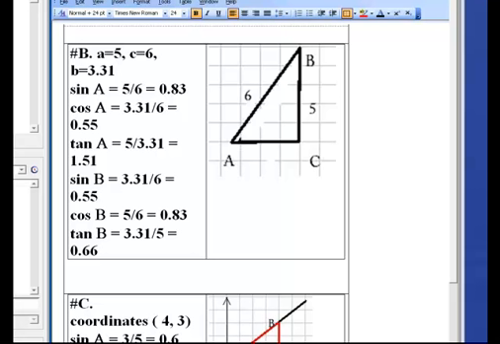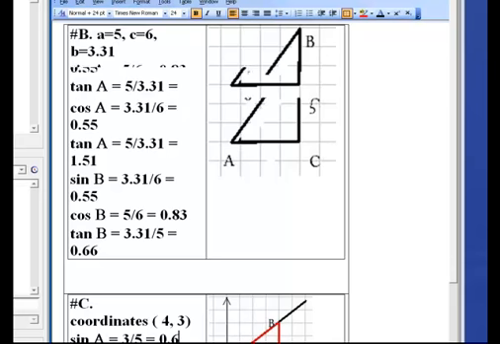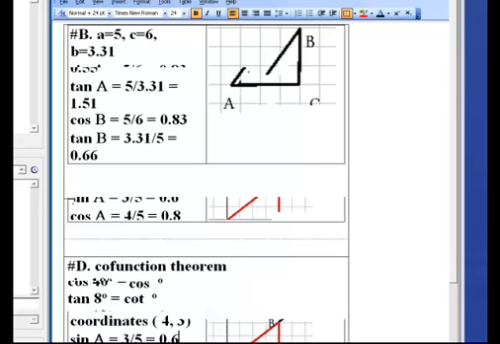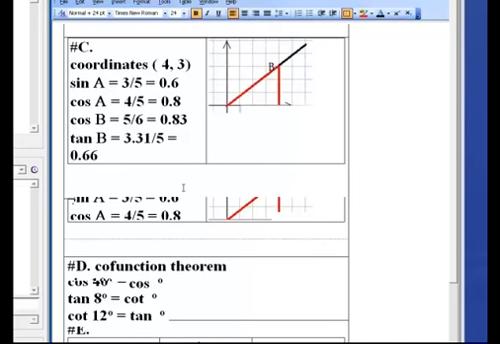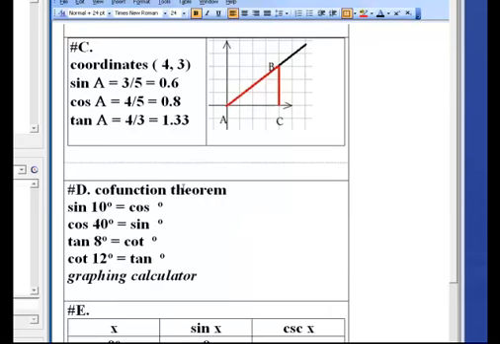Again, I double check here with the book that I did it correctly, and that's exactly what the book came up with. In the next exercise, in fact, we do come across the cofunction theorem, where it says, use the cofunction theorem to fill in the blanks so that each expression becomes a true statement.